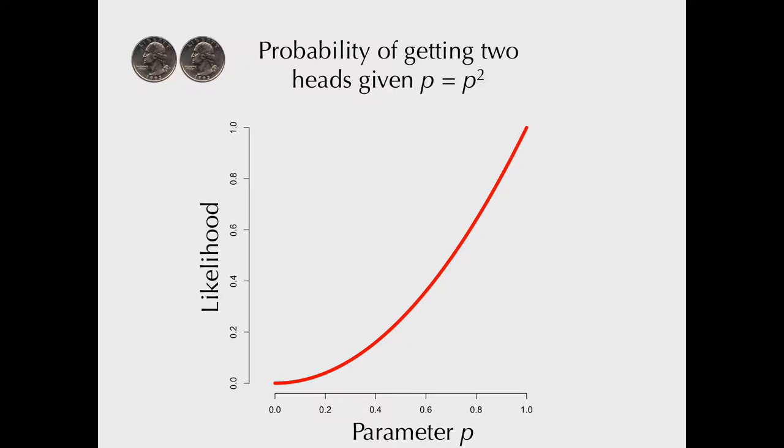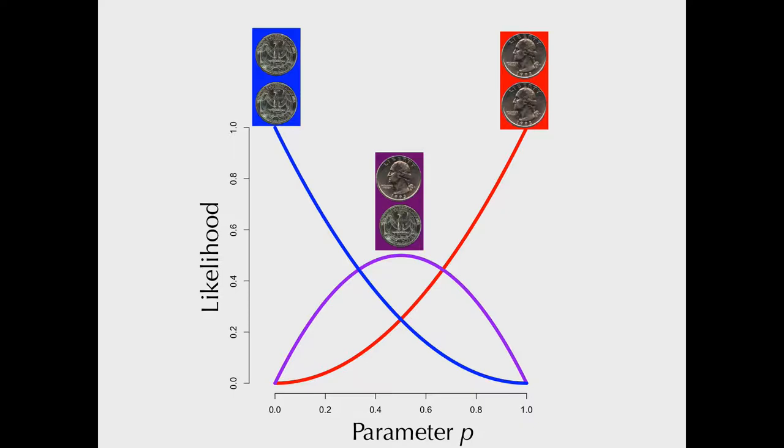Of course, this depends on the data. So here I have three possible data sets I could have for my coin flipping example: two tails, two heads, heads and a tail. Describe the distributions. What do you see here? Right, it's symmetrical with respect to p. Why isn't two heads symmetrical with respect to p? Right, as p increases, the probability of getting two heads should increase. So that's why it's increasing that way.